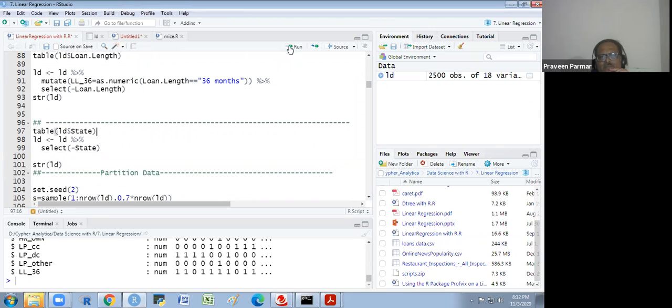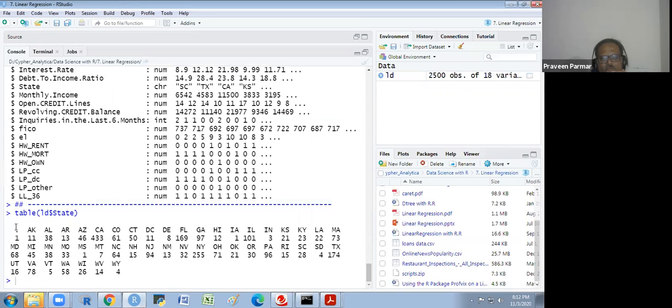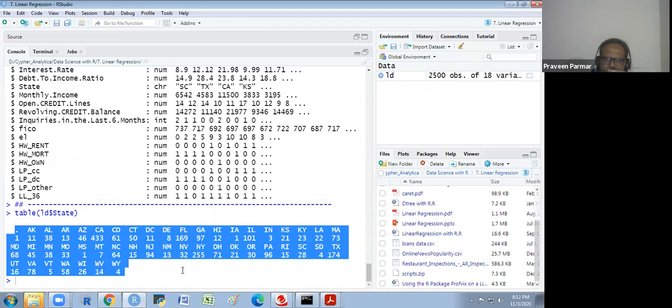I will see the table of this. Oh, you see there are so many categories. Or we could not take the dummy values here. So many are there. So what do we do?